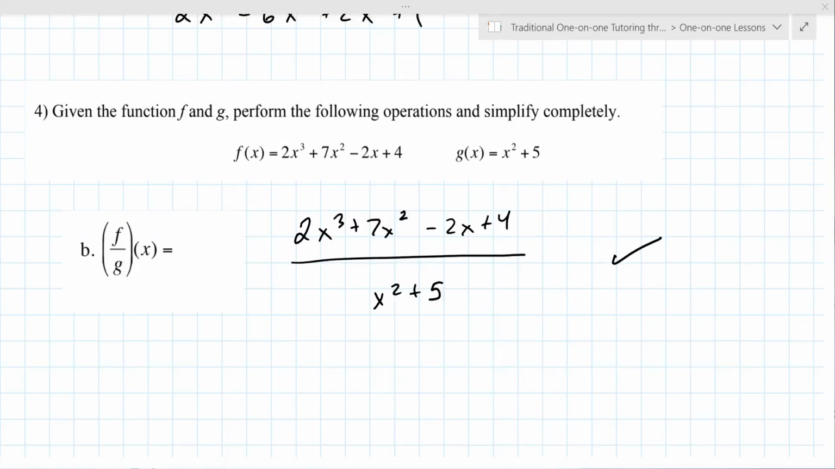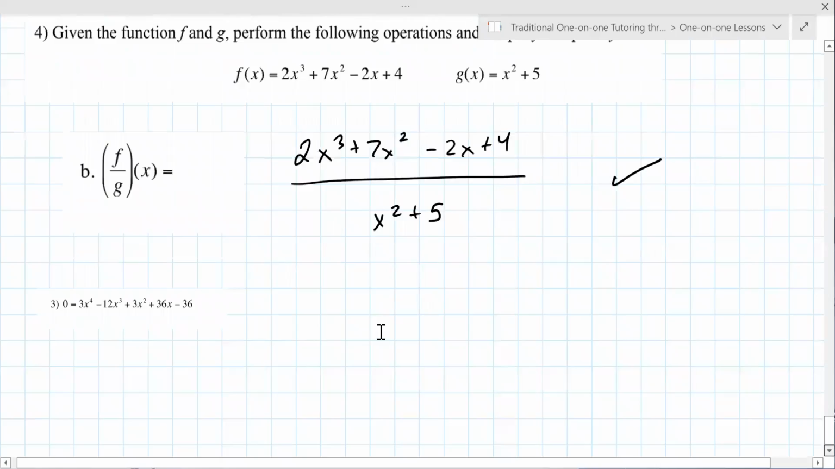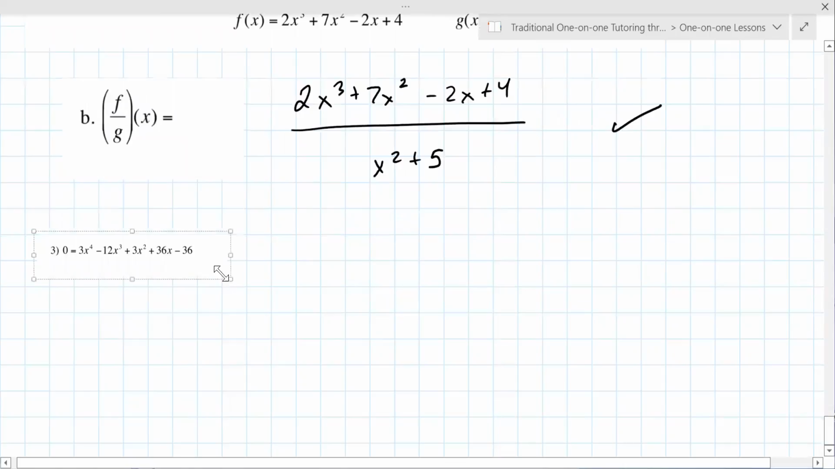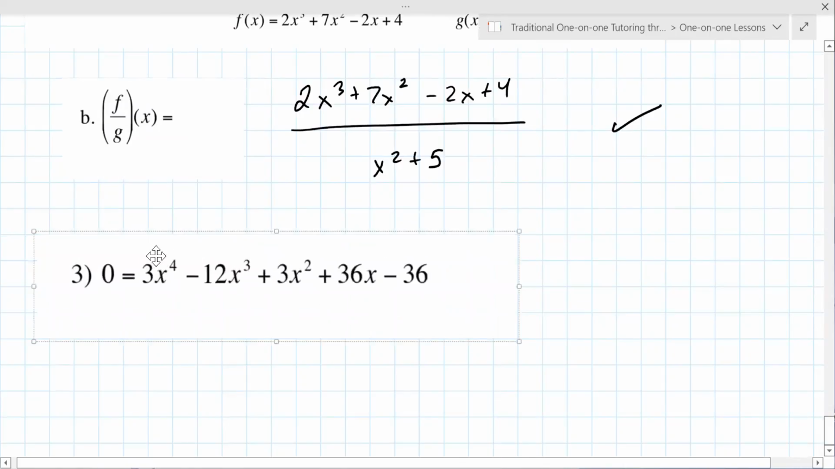So let me just talk about this problem without doing it, because this one will take a bit of time. At first glance, you might think there's some sort of grouping or technique that works, but you can't factor out enough to get this to work. So this is a calculator problem, or it's synthetic division.